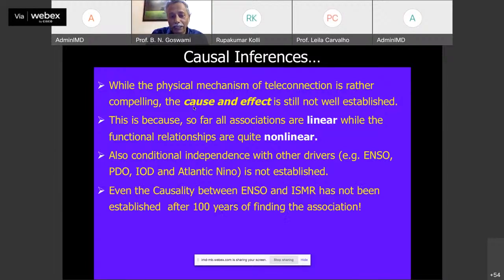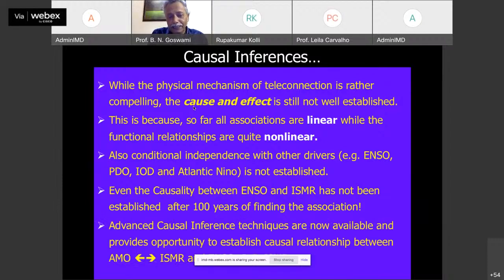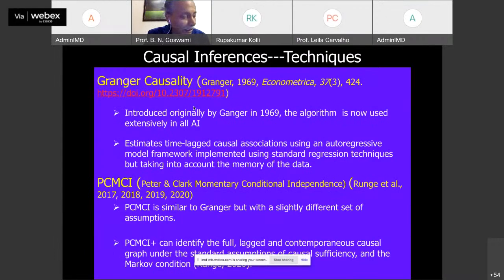So what we did is we decided to calculate the causal connection between ISMR and ENSO, as well as the other drivers, in the presence of the other drivers. This can be done today with different techniques that are available. Granger causality has been used in the AI and ML field a lot. But there is another one, called the PCMCI method, which is also very popular today. I cannot go into details of that, but we used this PCMCI plus method.